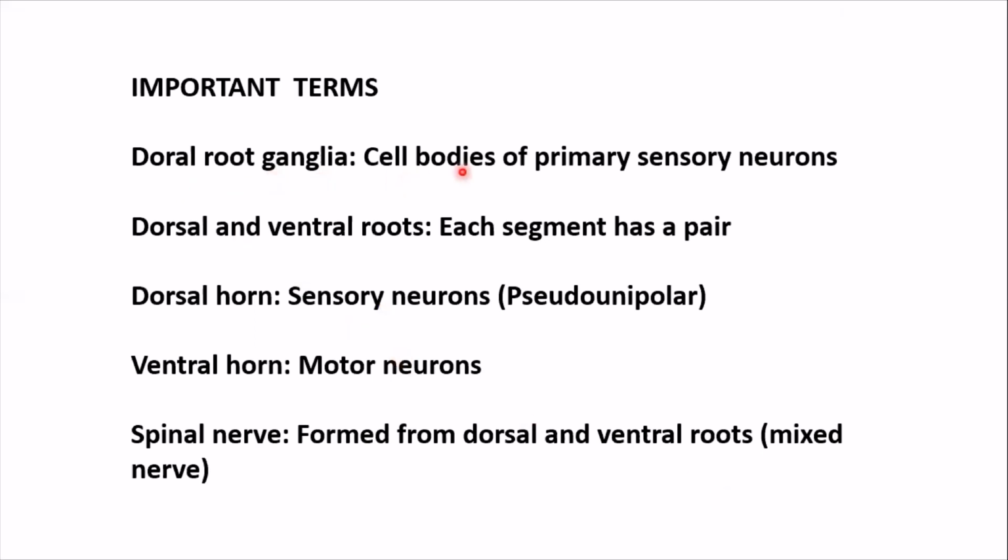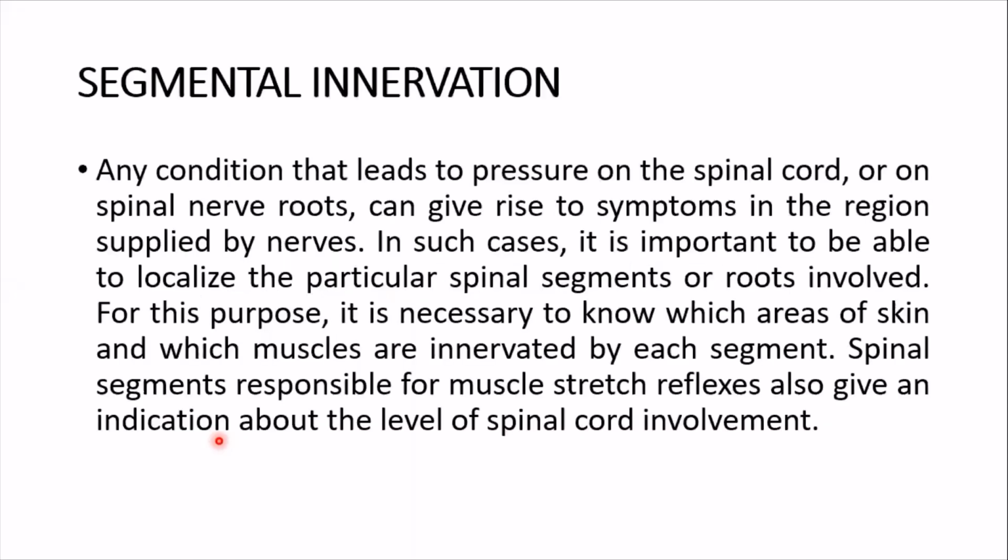Dorsal root ganglia, what are they? Cell bodies of the primary sensory neurons. And the dorsal and ventral roots, each segment has a pair. And the dorsal horn has the sensory neurons, which are pseudo-unipolar, and the ventral horn has motor neurons, and the spinal nerve is formed from the dorsal and ventral roots, a mixed nerve. So I'm repeating the basic things again and again, which are of course important everywhere to understand, whether undergraduate or postgraduate. The segmental innervation was described in detail in the previous lecture.